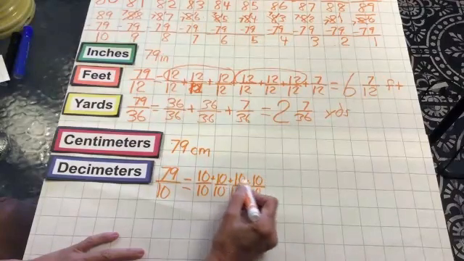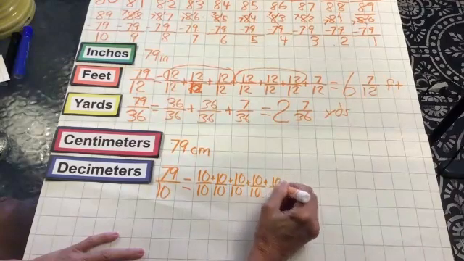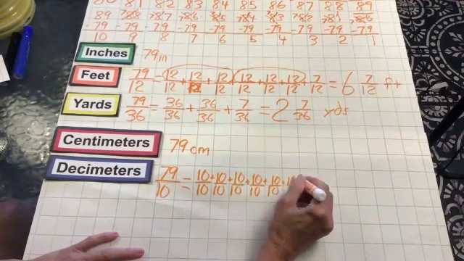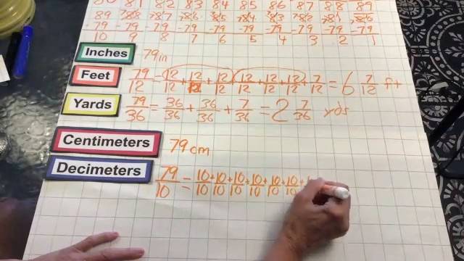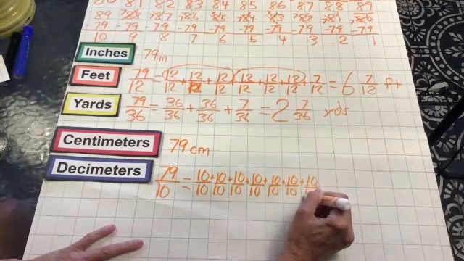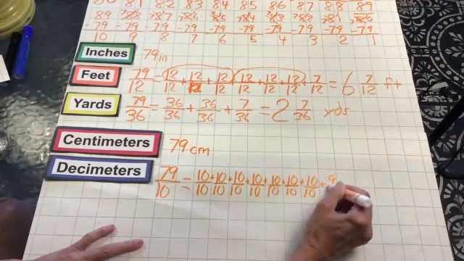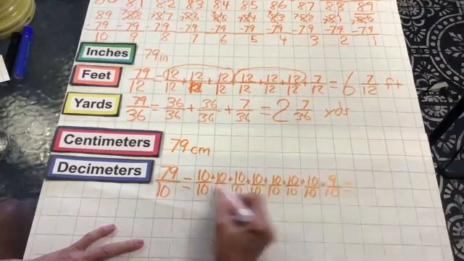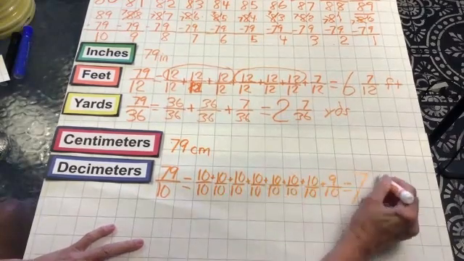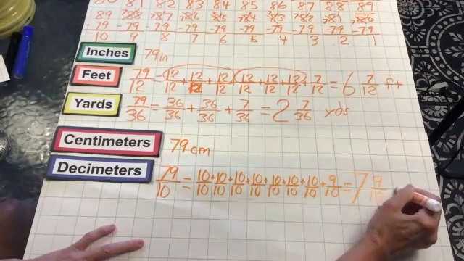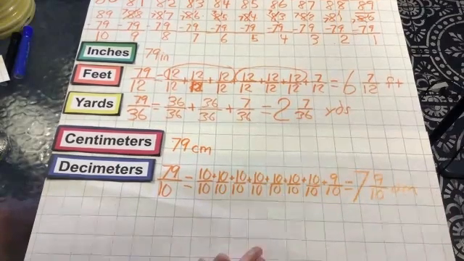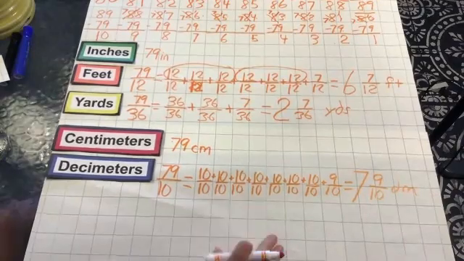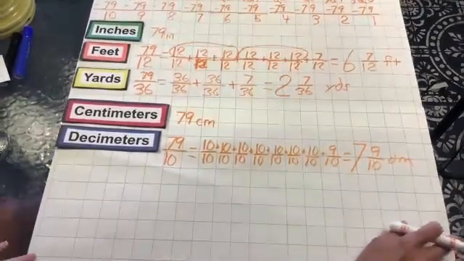So we're going to have 10 plus 10 plus 10 plus 10, so that's 10, 20, 30, 40, 50, 60, 70, plus the 9. So that would be 7 whole and 9 tenths decimeters. Little small, hopefully you can see that. I'm trying to fit it all on my paper.